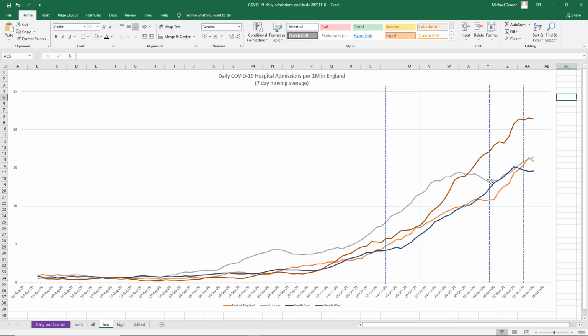There was a bit of respite whereby the number of infections, number of hospitalisations dropped off, but that started to rise again. And then to the right of the final dotted line, we may start to see the effects of a lockdown over the next few days.